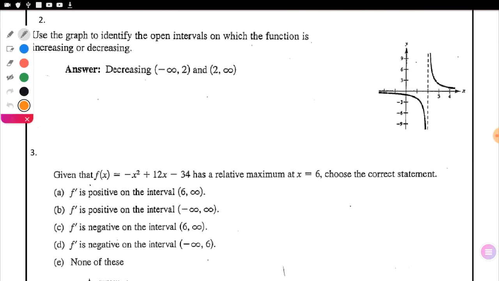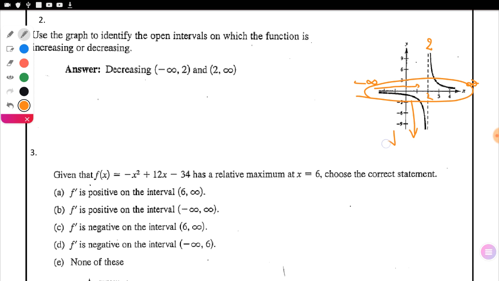It's so trivial. Here, use the graph to identify the open intervals on which the function is increasing or decreasing. I think it's so trivial. Here, I have 2 intervals. That is what? Negative infinity. That is what? Infinity. Here, what? 2. At 2, x equals 2. Here, 2 divides the domain into 2 intervals, negative infinity to 2 and 2 to infinity. Here, as x increases, y what? Decreases. As x goes right, y goes down.